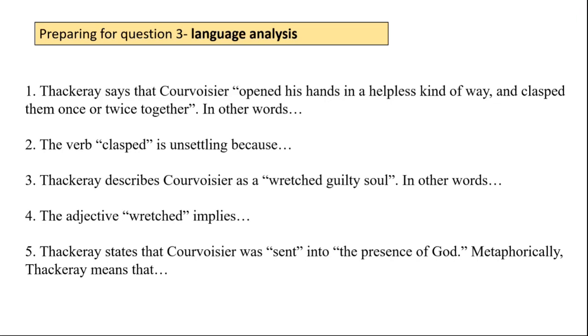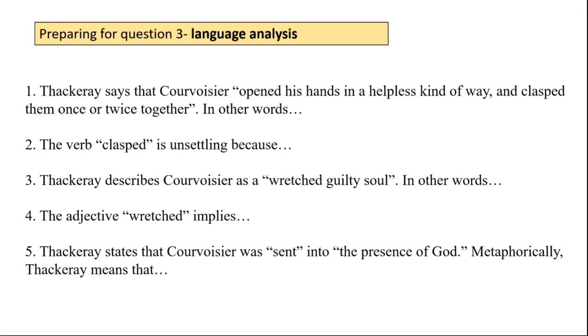So Thackeray says that Courvoisier "opened his hands in a helpless kind of way and clasped them once or twice together." In other words, maybe you could say he has a paucity of hope, which means a lack of hope. He's despairing and powerless. Next one, the verb "clasped" is unsettling because it suggests he's anxious and trepidatious, or perhaps praying for salvation.